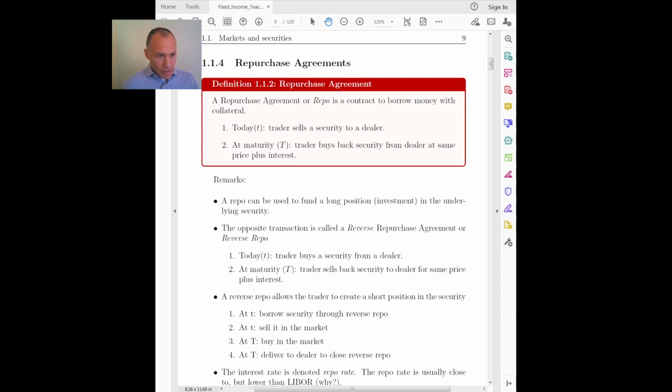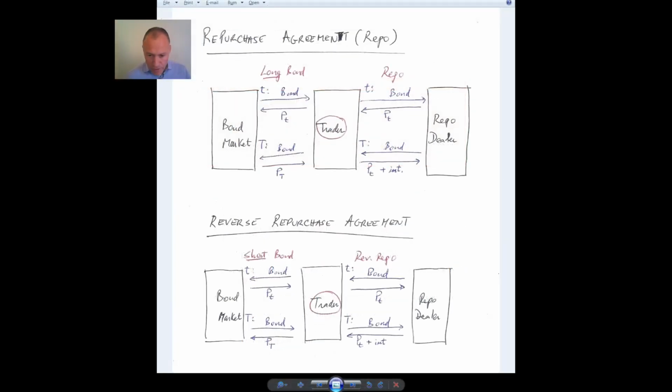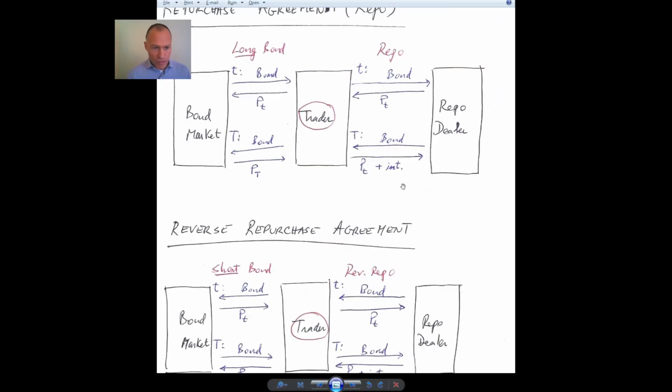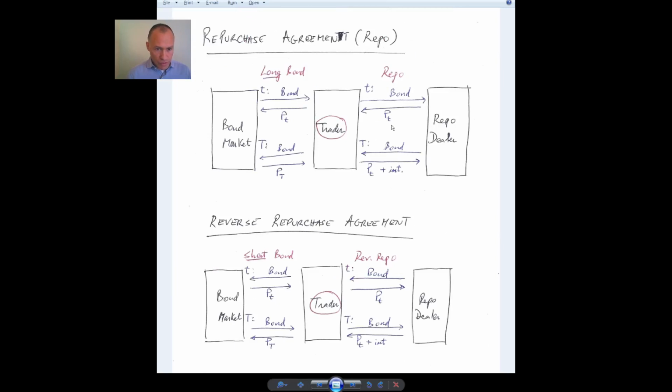And again, if I was in class, I would be drawing this on the board. Since I cannot do that here, I have done the drawing beforehand, and this is it. So let me try to walk you through what's going on here. You can see my mouse. This is a repurchase agreement. Focus here on the first part of the figure. We are taking the view of a trader, this guy here in the middle.